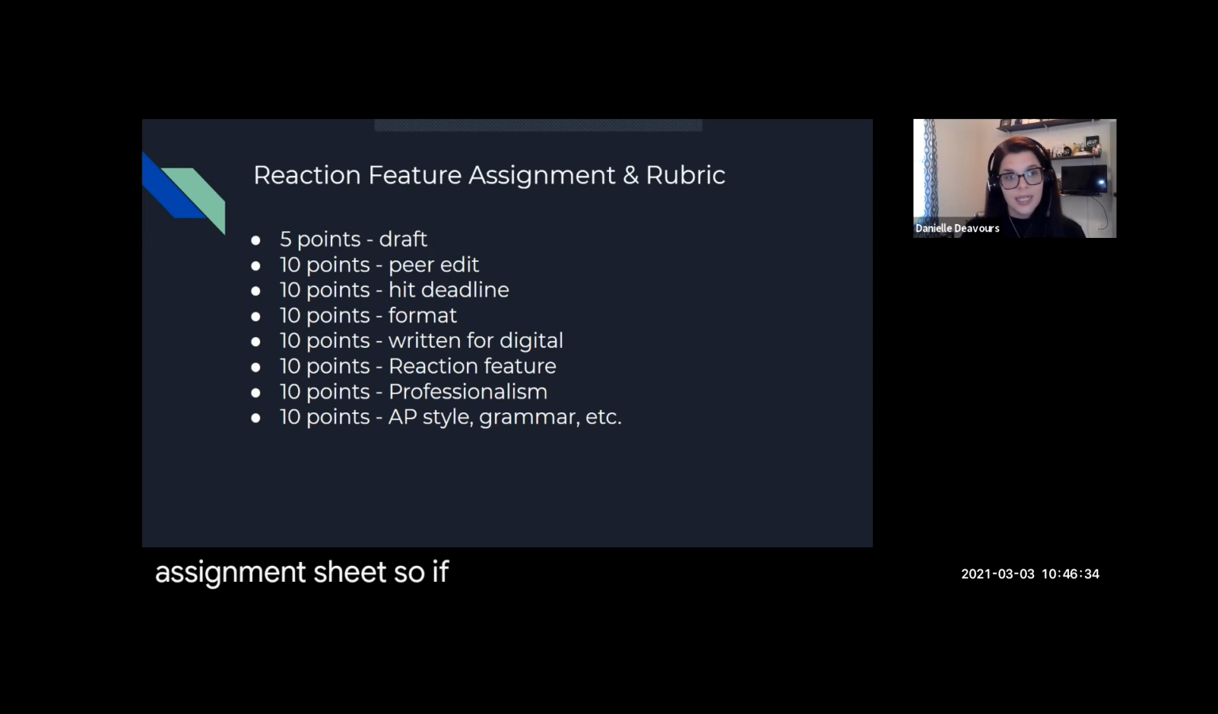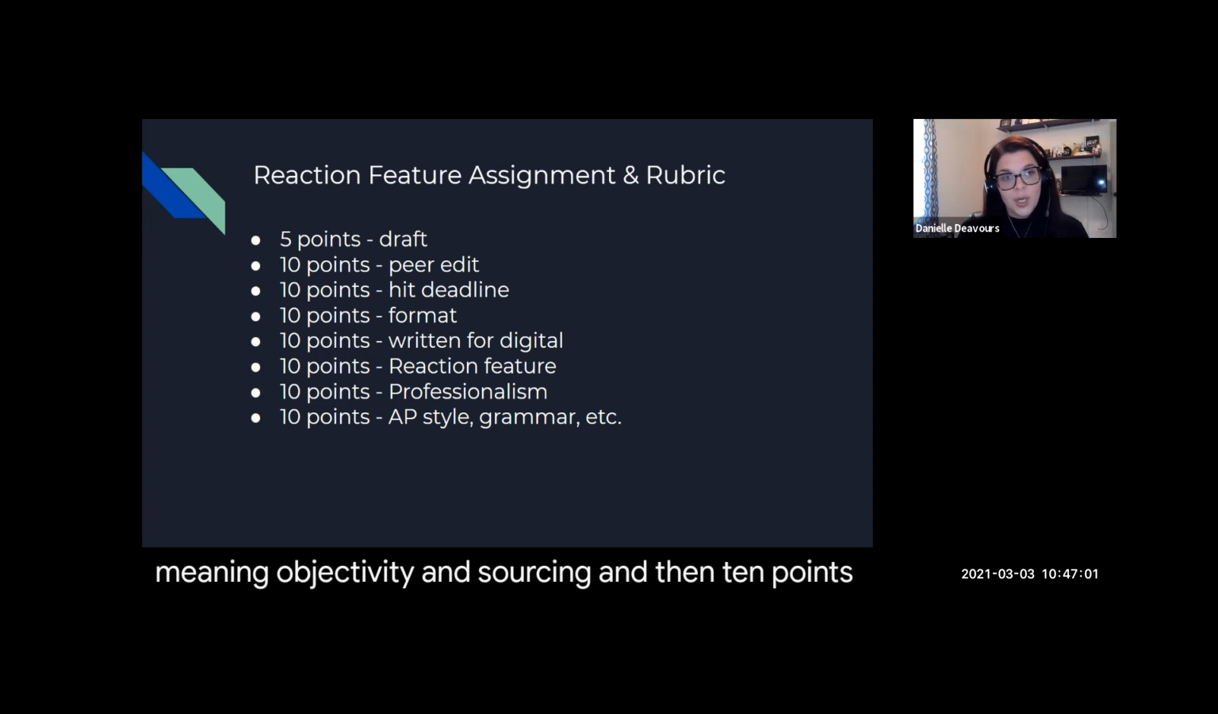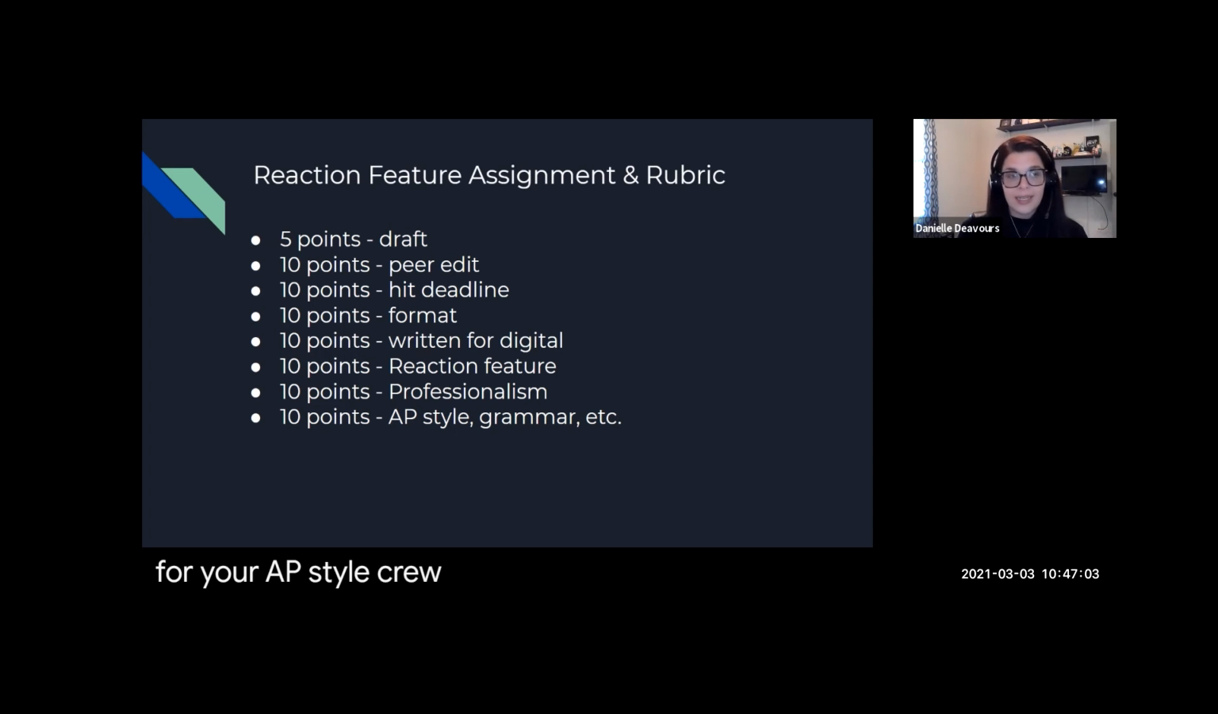So 5 points to get the draft in, 10 points for your peer edit, 10 points for hitting your deadline, 10 points for formatting, 10 points for written in digital style, meaning video, hyperlinks, visualization, and transparency, 10 points for making it a reaction feature based on what we've talked about today and what is in chapter 2 of your textbook, and then 10 points for the professionalism of your writing, meaning objectivity and sourcing, and then 10 points for your AP style, grammar, spelling, etc.